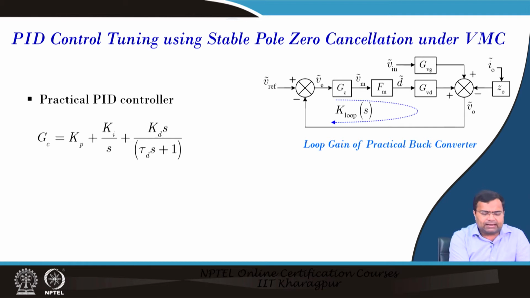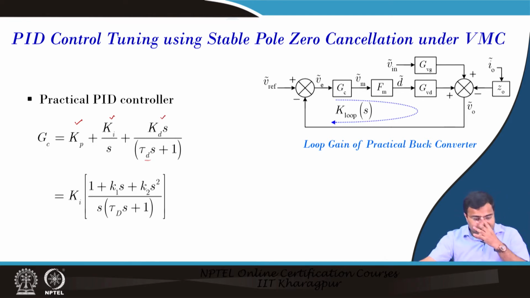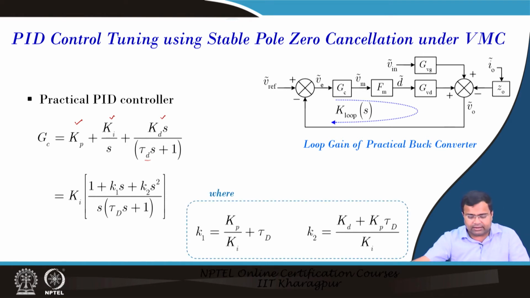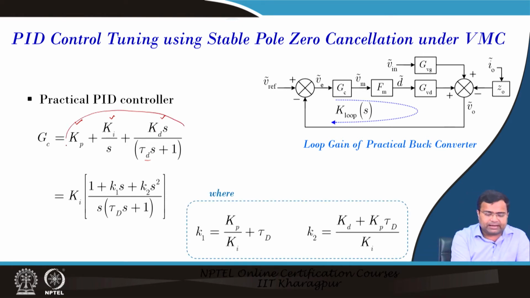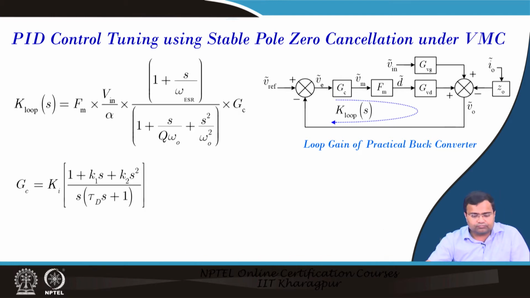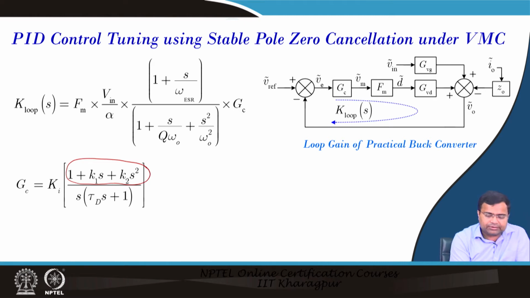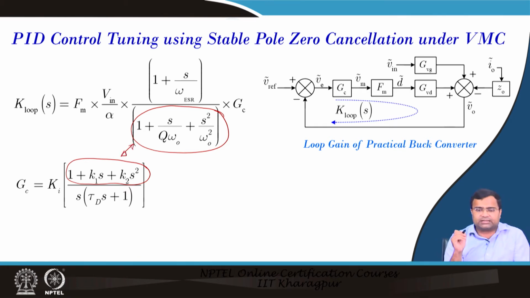So, we can write a practical PID controller that we have discussed multiple times, Kp, Ki by S and Kd, with a derivative filter time constant. Then we can rewrite this equation in this form where K1 and K2 appear, that means if we write the whole expression as a polynomial of numerator and denominator, we can take Ki out, and these are the expressions. Next, in the loop compensation, what is our objective? We need to set this numerator zeros in such a way to cancel the denominator poles of the converter. That means there is a stable pole zero cancellation, and that we have discussed multiple times.